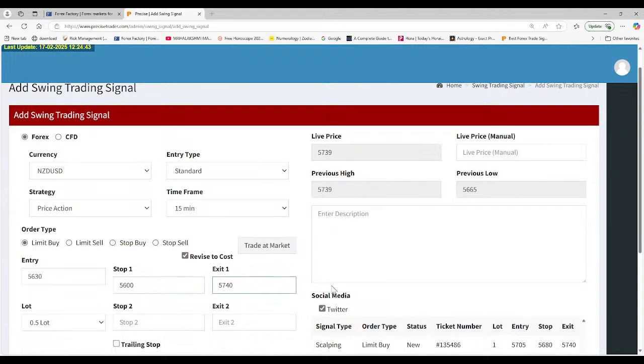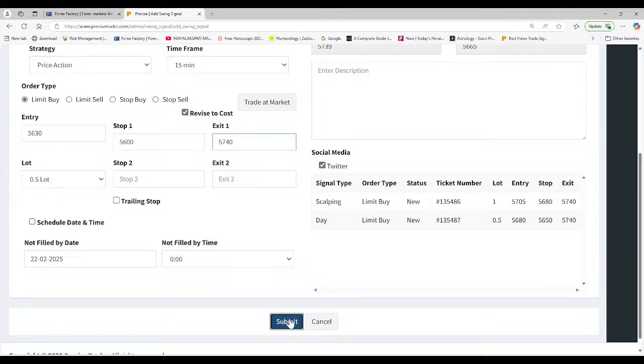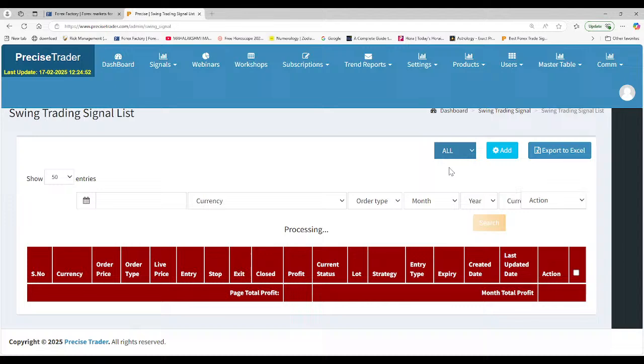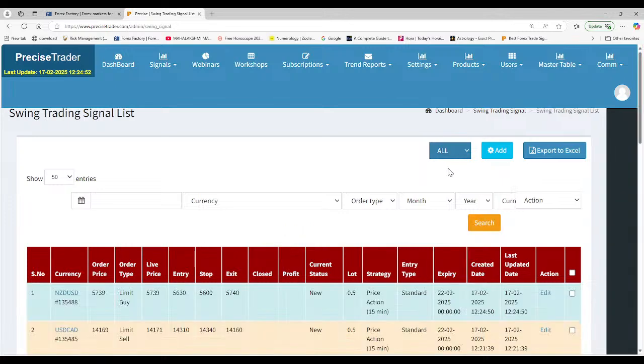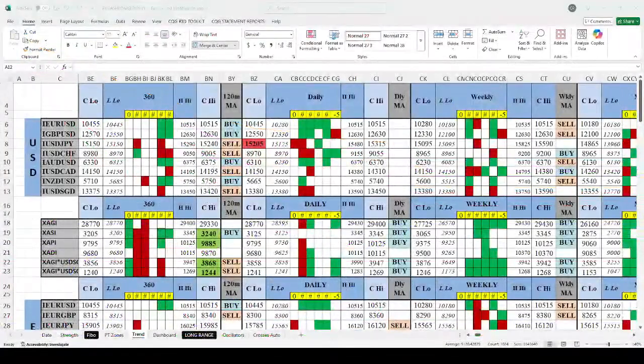Again, this is also exiting at 57.40. I think 30.40 should be the level we try to exit. Okay, let's move on to the next currency.